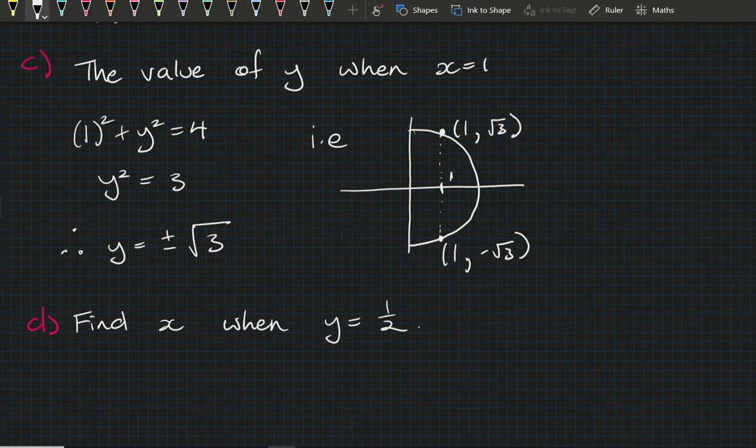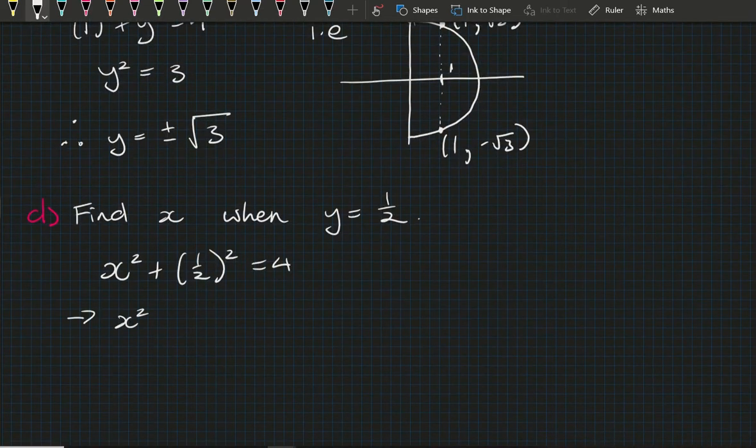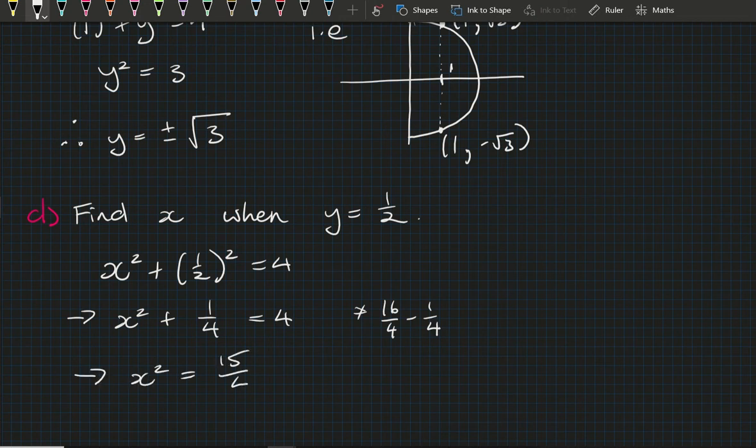Alright, let's move on to part D, where we need to find x when y is equal to a half. Alrighty, so subbing in y equals a half, we now can rewrite that equation as x squared plus a half squared equals 4. And I can rewrite that because a half squared is a quarter. And because 4 is 16 quarters, we've got 16 quarters minus 1 quarter when I subtract away the quarter from the left hand side. And that will give us x squared equals 15 on 4.